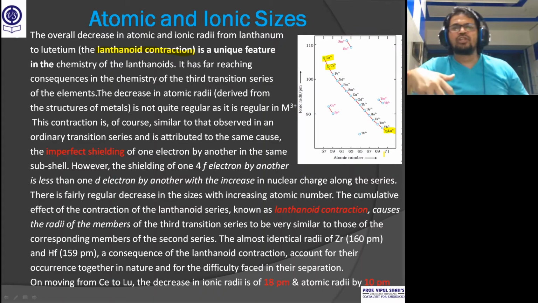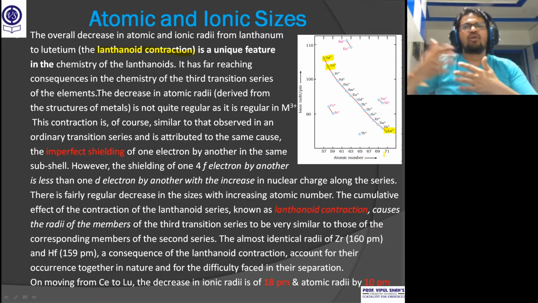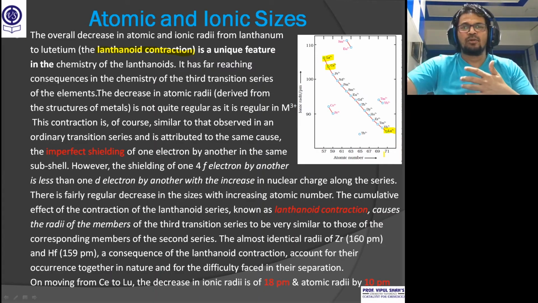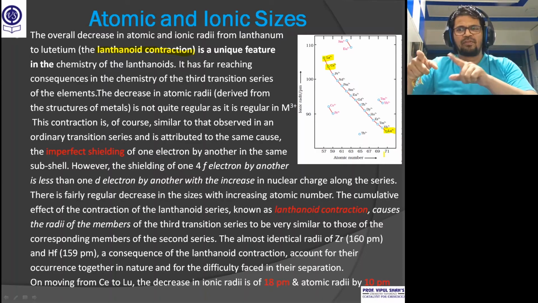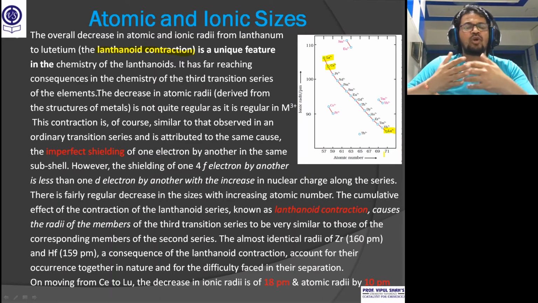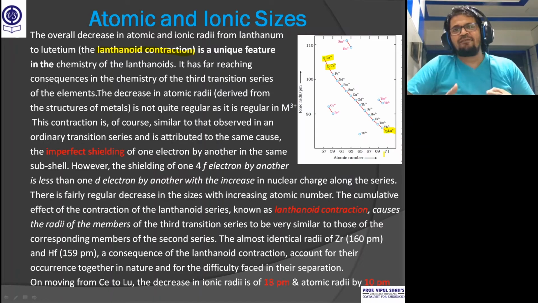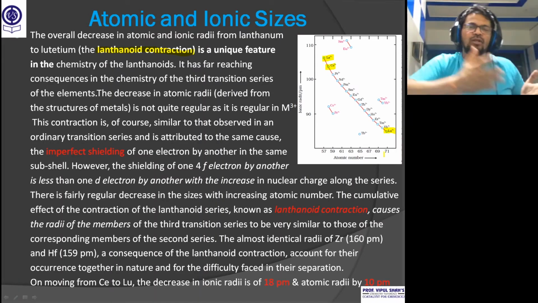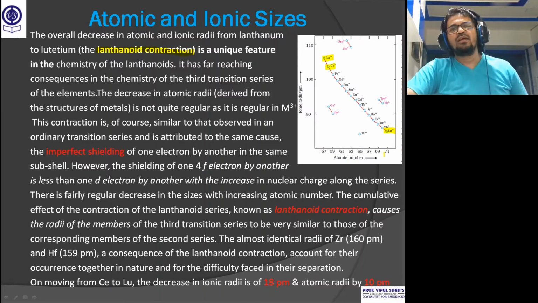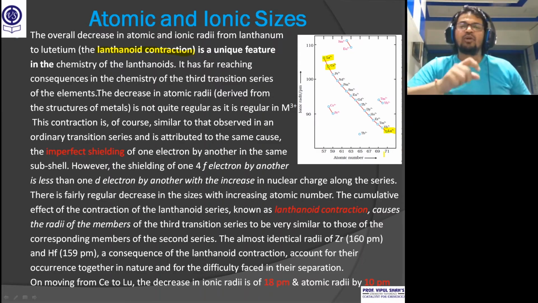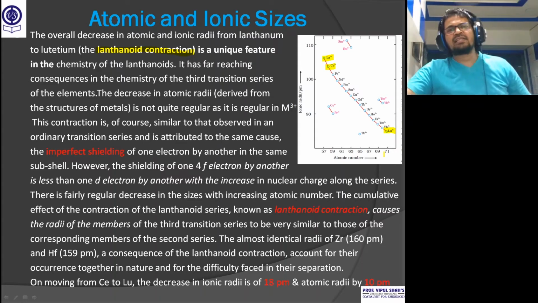So due to poor shielding, the f electrons are not contracted, but the valence shell electrons are pulled more towards the nucleus. That is because we have 6s, 5d, 4f. The 4f pull is not more towards the nucleus because it's in the f orbital, but the 6s pull is more, so that gets pulled more. If the 6s gets pulled more, the size will contract. But because of the poor shielding, the decrease in size is very, very gradual, a very small decrease. It is because of this small decrease that it is called lanthanoid contraction.